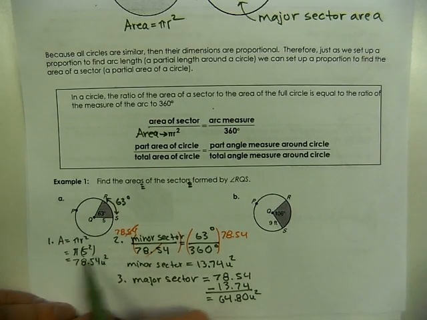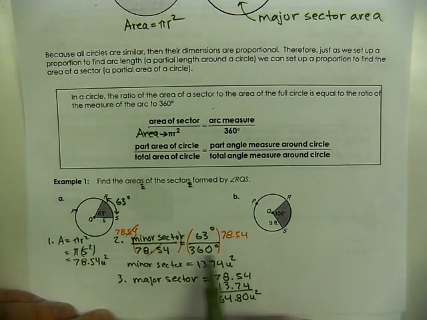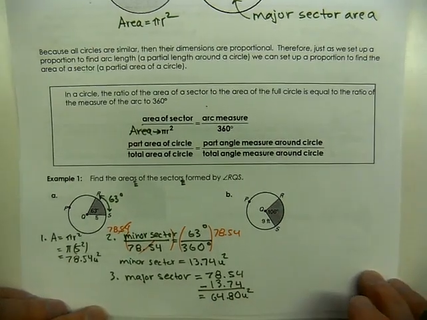So again, notice we are ending up with really three numbers that represent area. You have the complete area of the whole circle, step number 1. You have the area of the minor sector, that was step number 2. And then we take the difference and we find here in step 3 the area of the major sector. All right, here is another example.